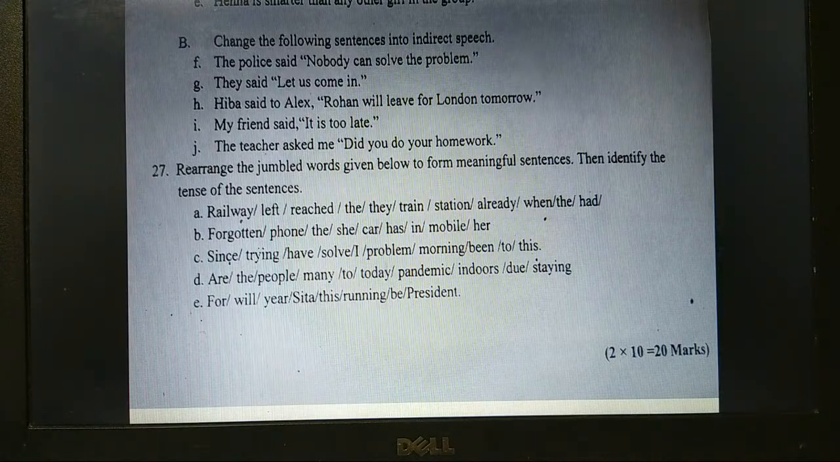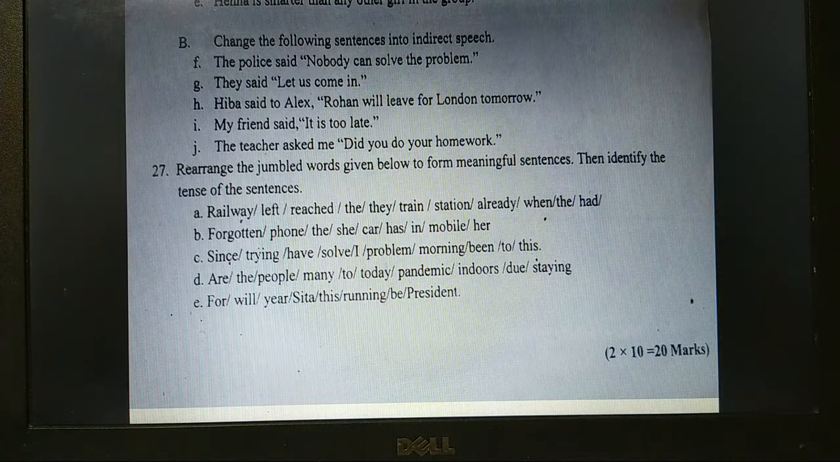And now E. For will or Sita this running be president? Answer, Sita will be running for president this year. That is future continuous.